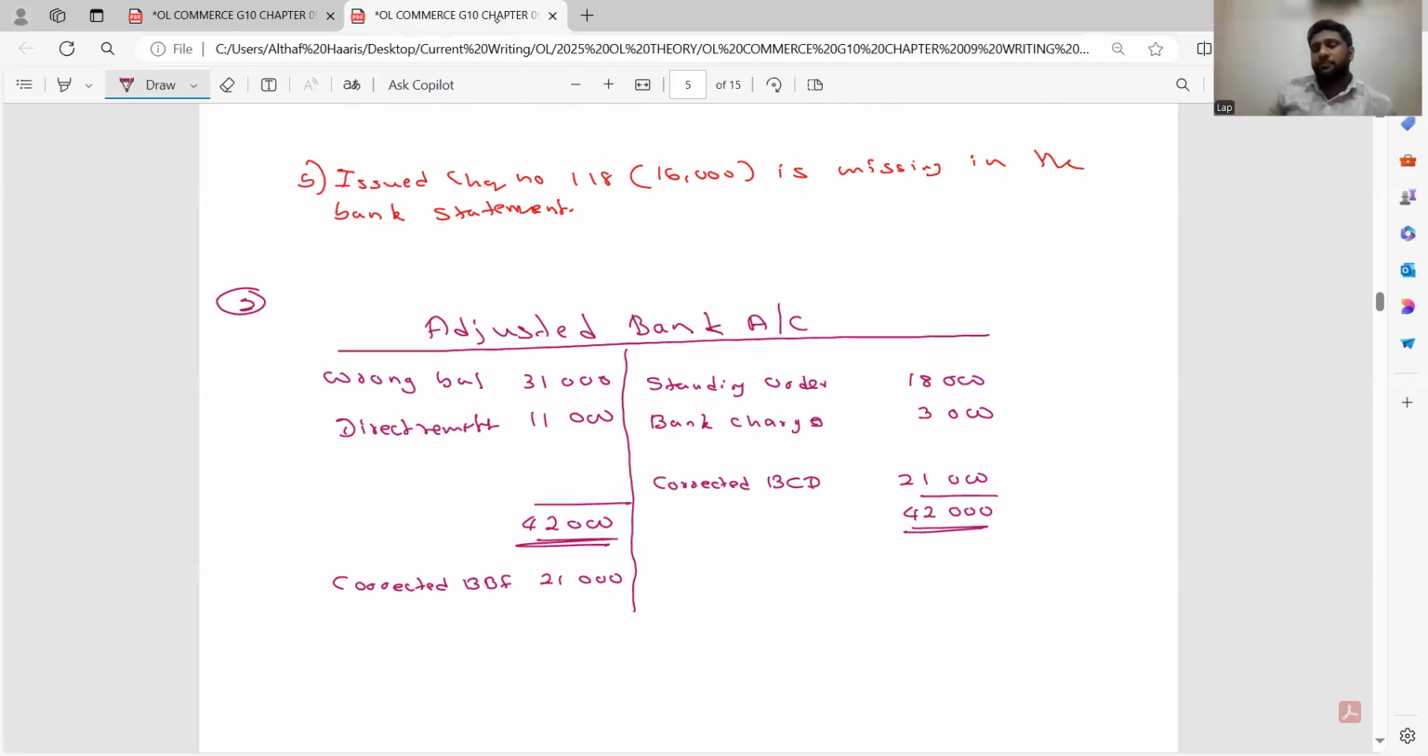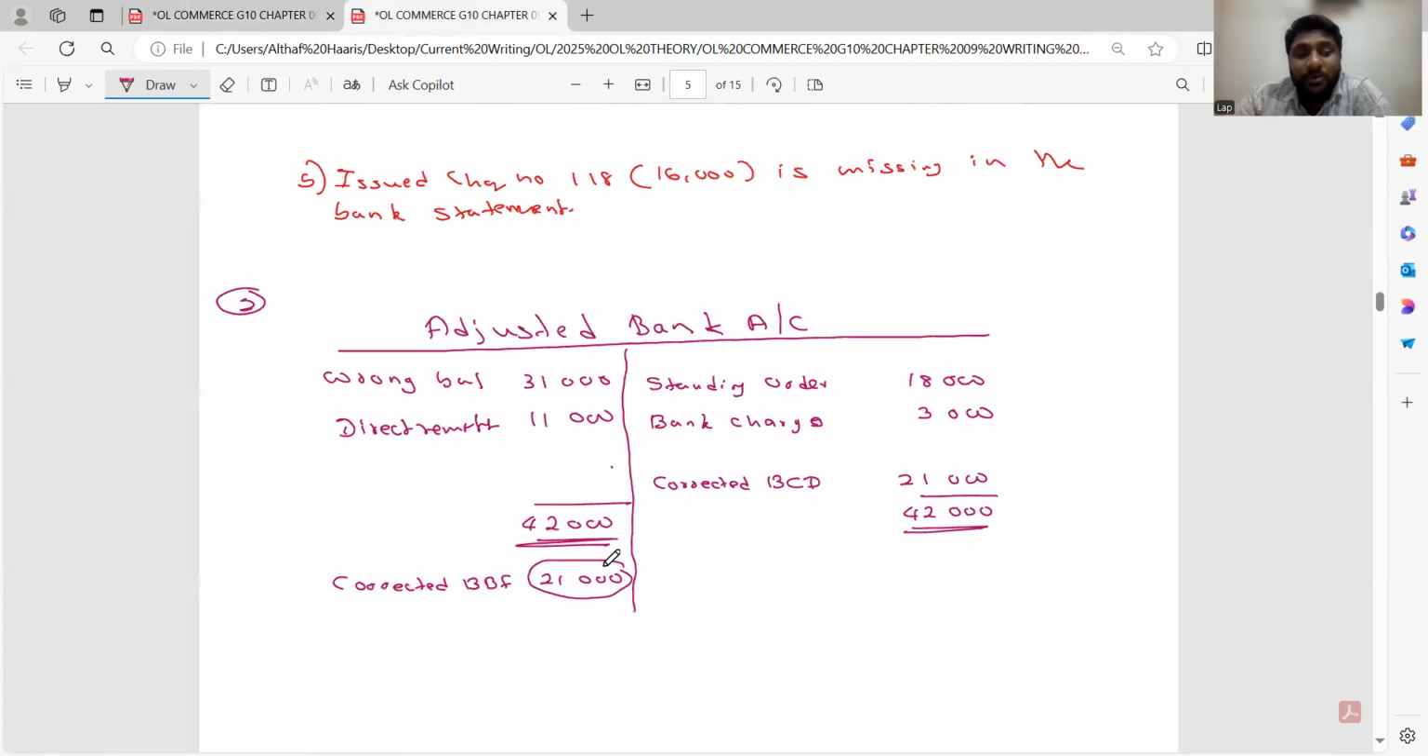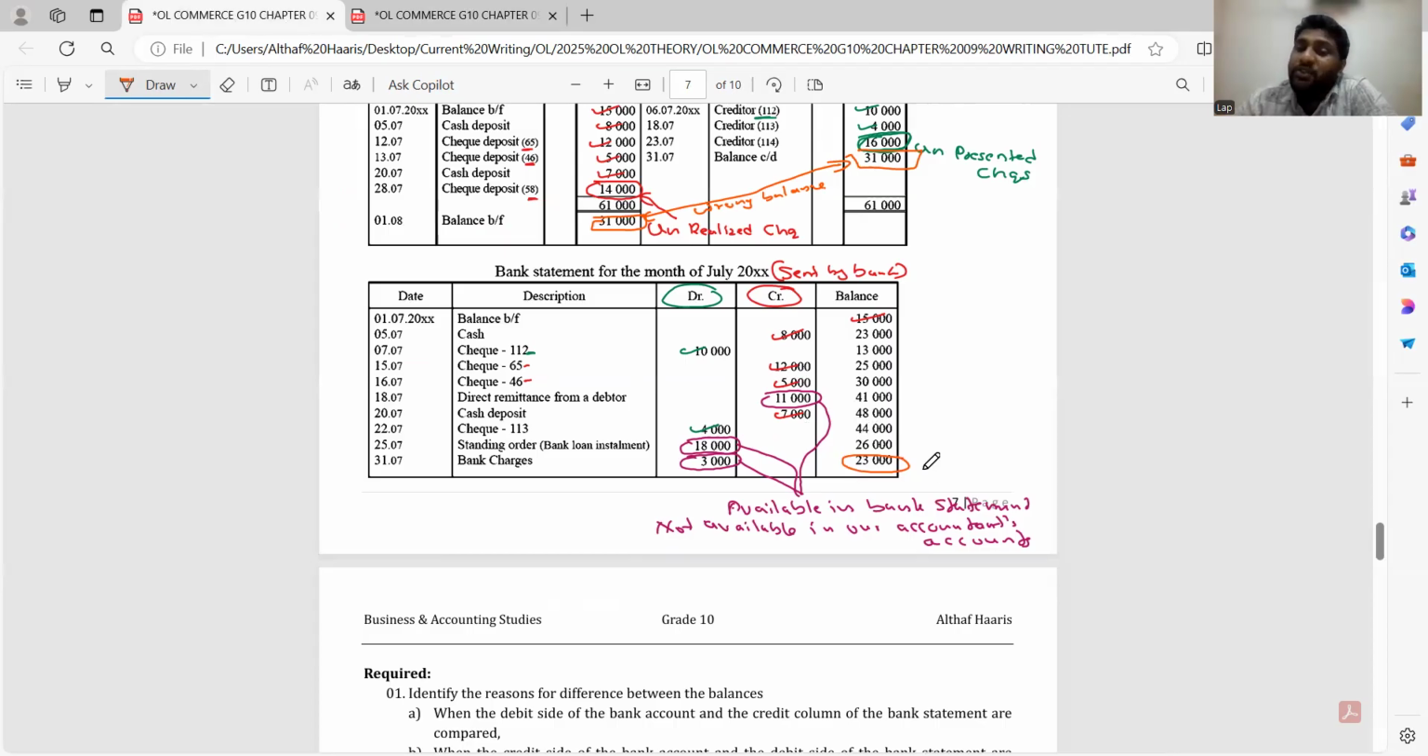But still there is a problem. After correcting also it is not matching. Our balance is 21,000. The bank's balance is 23,000. After we corrected, people, still it is not balanced. Our balance after correction is 21,000. The statement balance is 23,000.